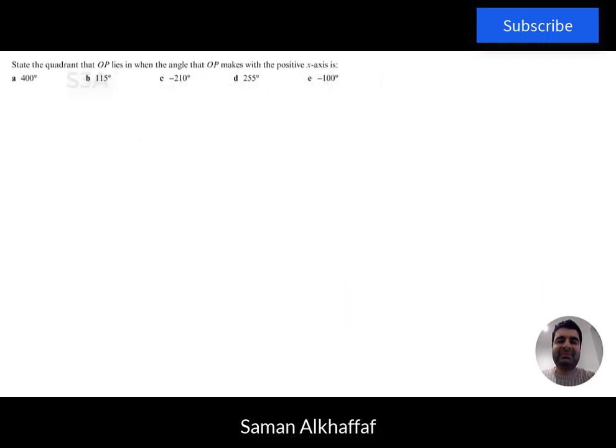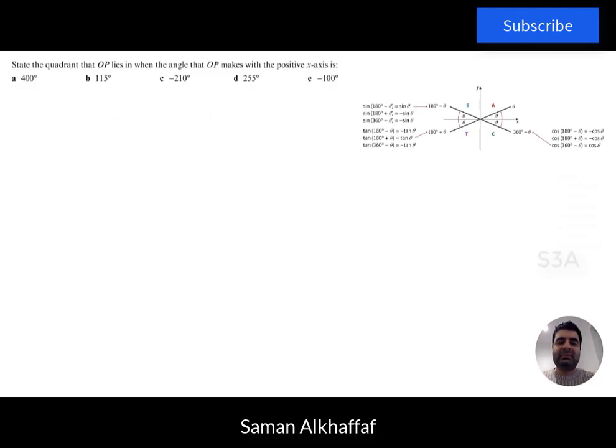In this example, we are asked to state the quadrant that OP lies in, and the angle that OP makes with the positive x-axis. So first, we need to remember that all angles are positive in the first quadrant, sine is positive in the second, tan is positive in the third, cosine is positive in the fourth.